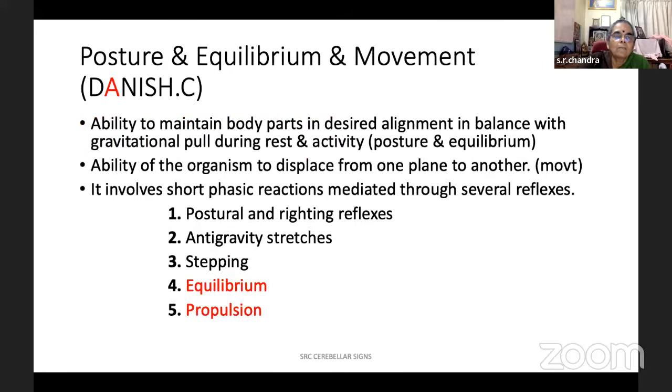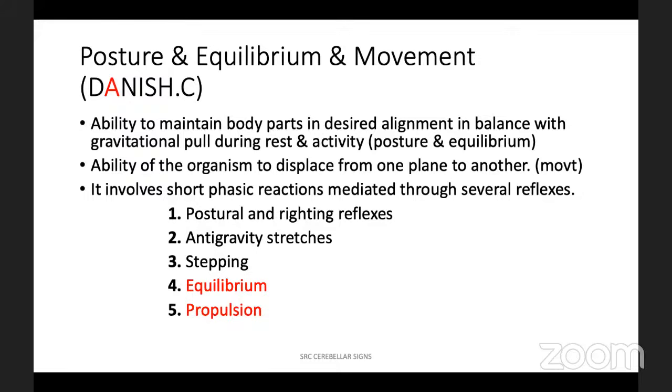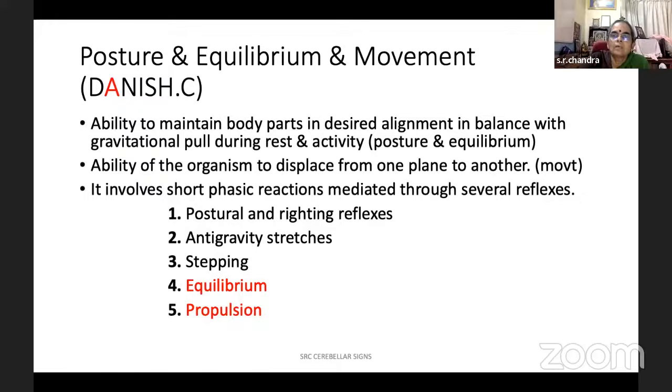Next is ataxia. What is balance? The ability to maintain body parts in desired alignment, in balance with the gravitational pull during rest and activity. During rest is posture, and during activity is equilibrium. And the ability of the organism to displace from one place to another is movement. It involves many phases that we have discussed in some cases of patients with gait abnormality. The role of the cerebellum is in maintaining the last two components, that is equilibrium and propulsion.